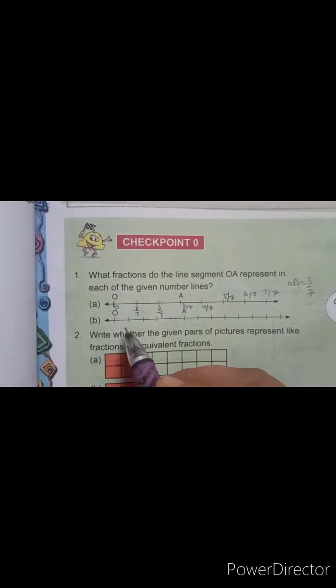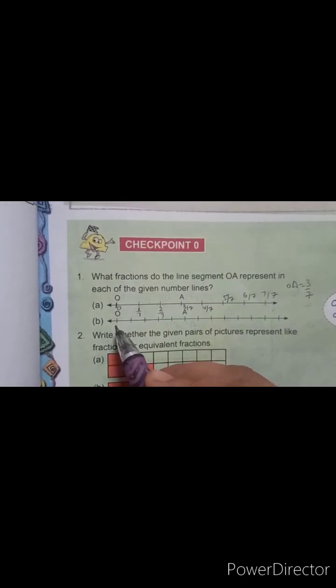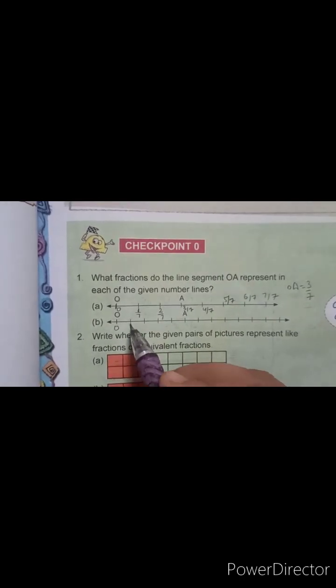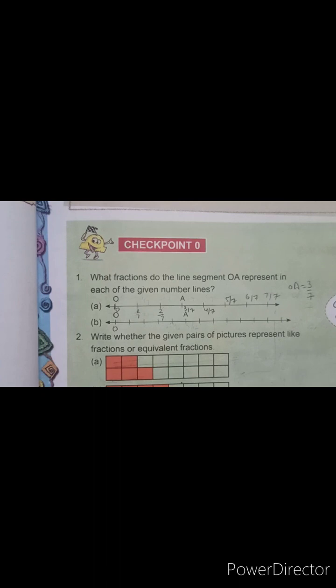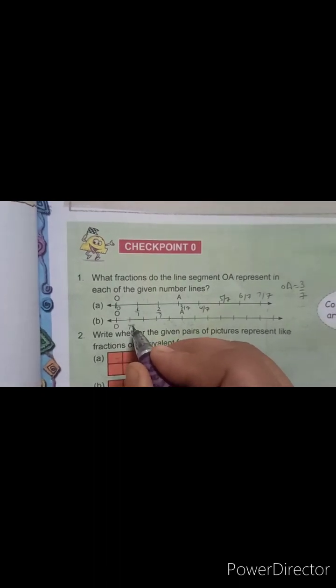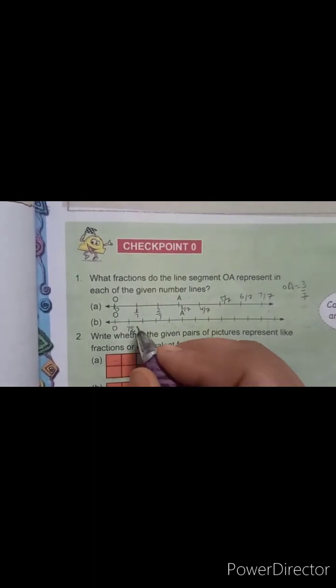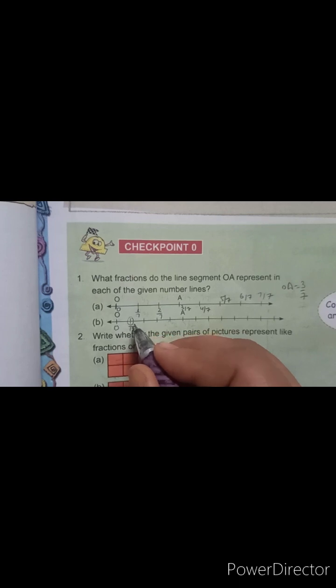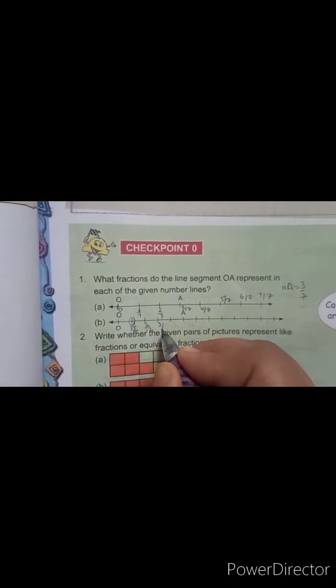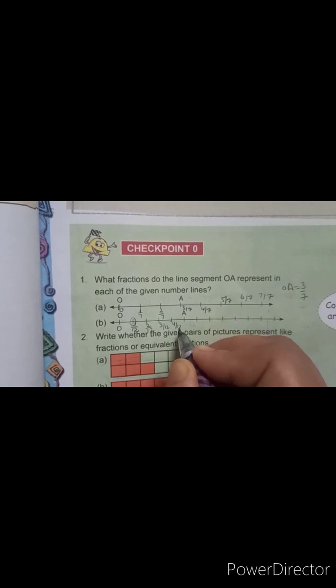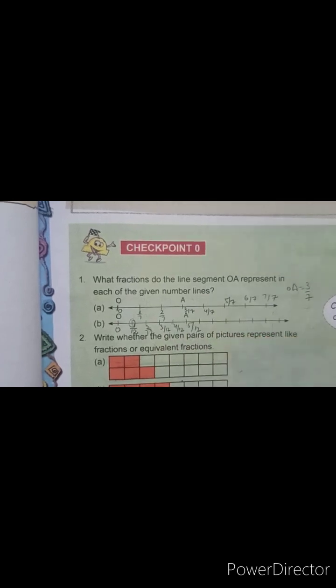Next, how many lines after this O? This is 0. 1, 2, 3, 4, 5, 6, 7, 8, 9, 10, 11, 12. So our denominator will be 12. Then what it will be? This point 1 by 12, 2 by 12, 3 by 12, 4 by 12, 5 by 12.